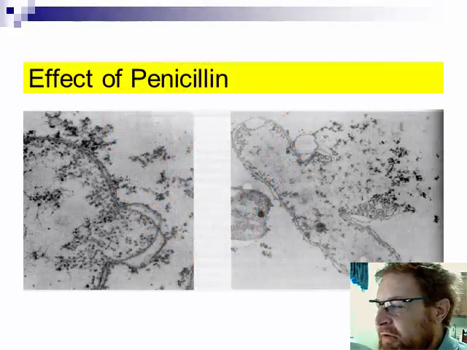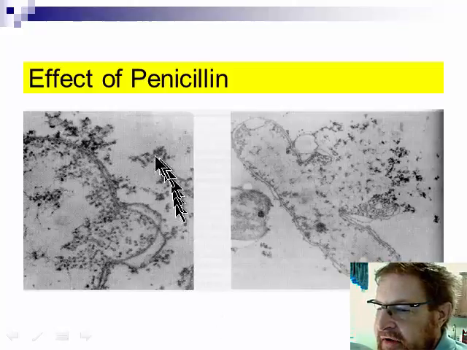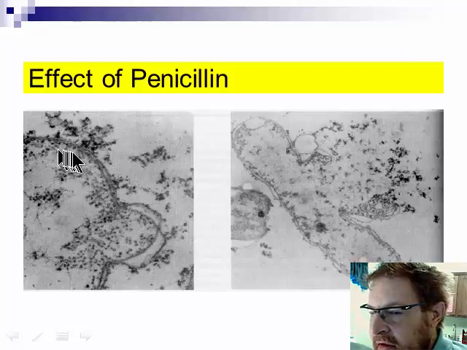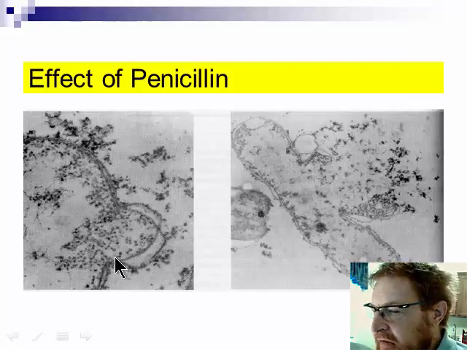These two images show you some of the effects of penicillin. Over here you can see a nice cell wall. And then you have this little bulge. And a nice cell wall here. What's happening is that because the cell wall has been weakened, the insides of the cell, the cytoplasm, are able to just bulge out part of the cell.